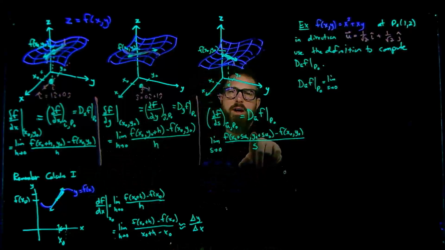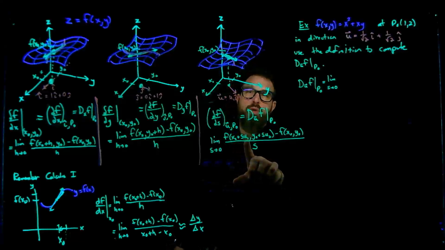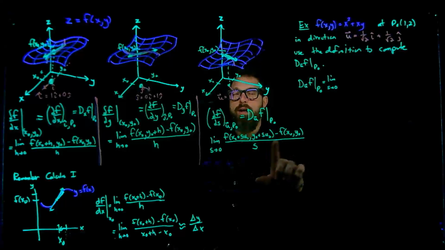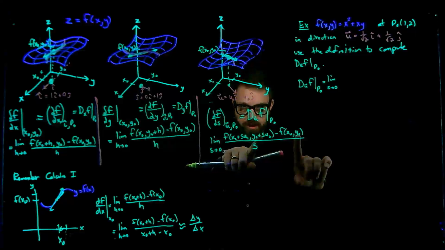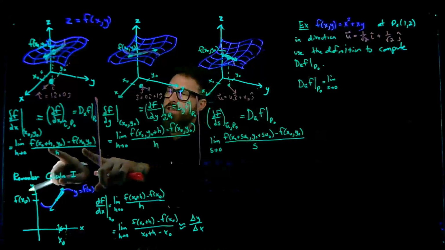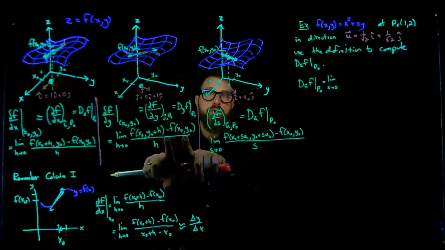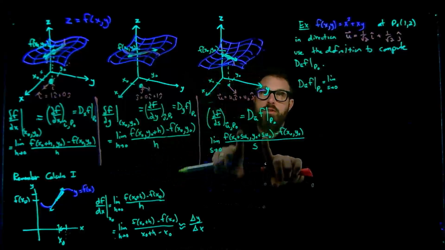So this is going to be f of x naught plus s u1 comma y naught plus s u2 minus f of x naught comma y naught, over s. Notice that both the x's and the y's are changing in this case, which is why we call this the derivative in the particular direction. Only x is changing here, that's why it's a derivative with respect to x. Only y is changing here, that's why it's a derivative with respect to y. But in this case, they're both changing, so that's why this is going to be the derivative with respect to this u vector.